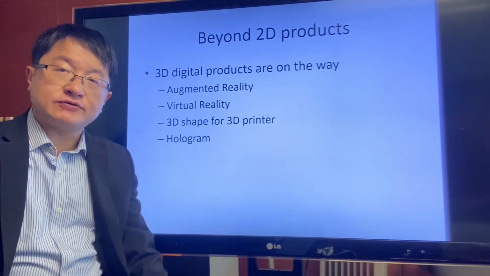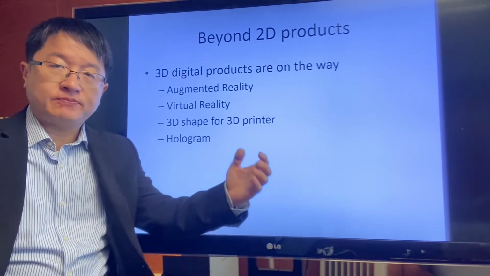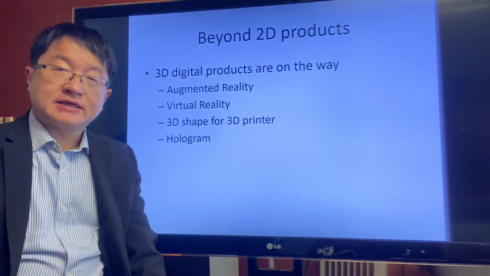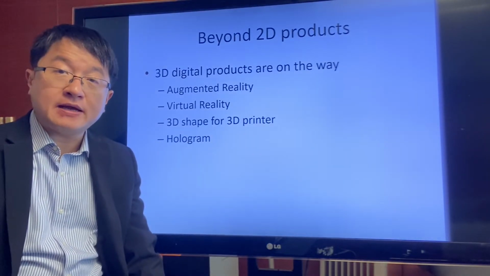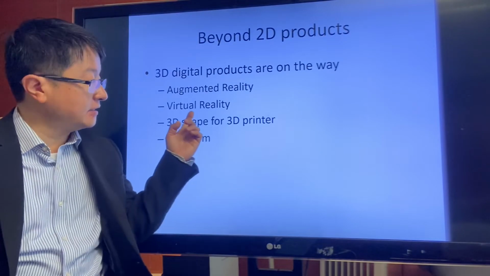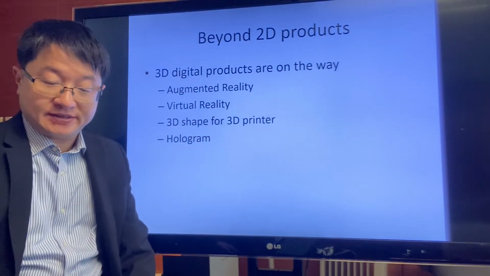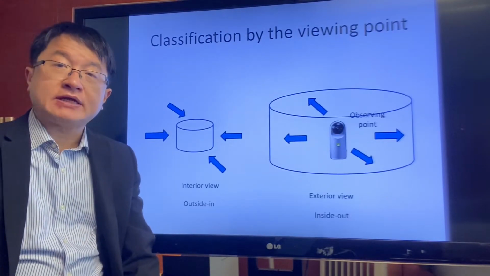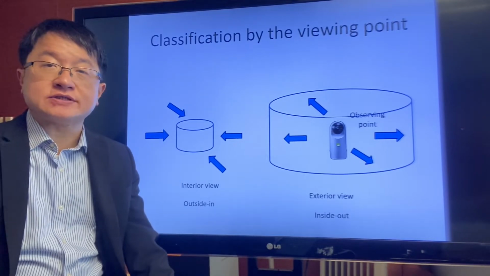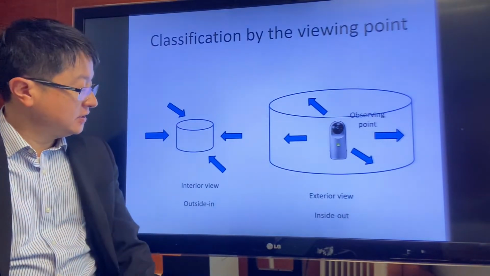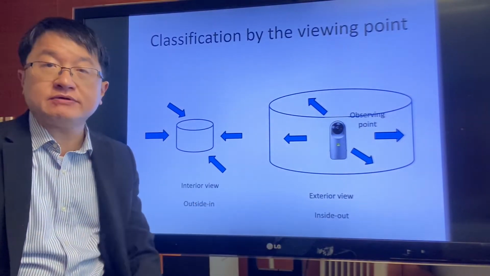What about in the future? Could we go beyond 2D? In the near future, you can buy digital 3D products and then print them with your 3D printer. Now, there are two types of 3D technologies. I will classify them into an interior view and an exterior view.